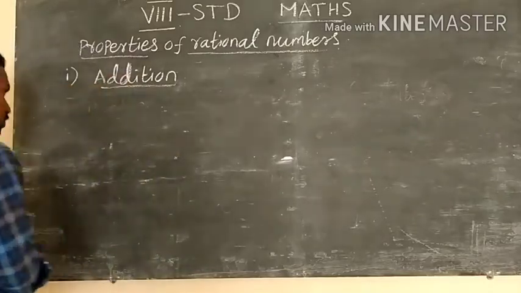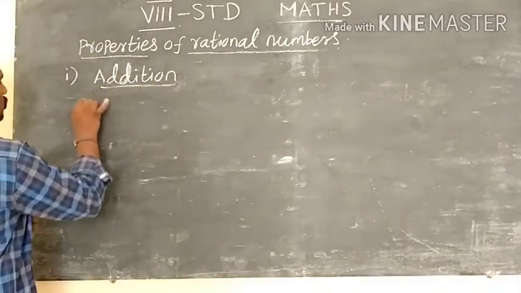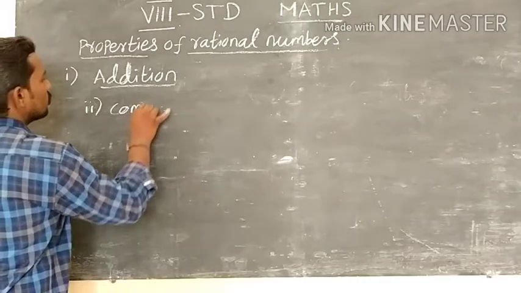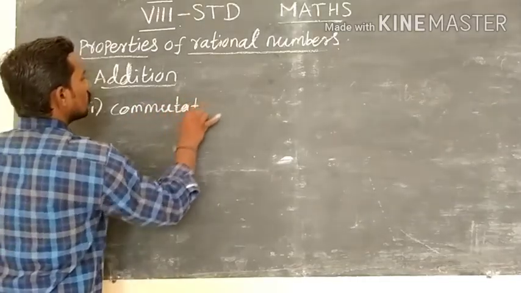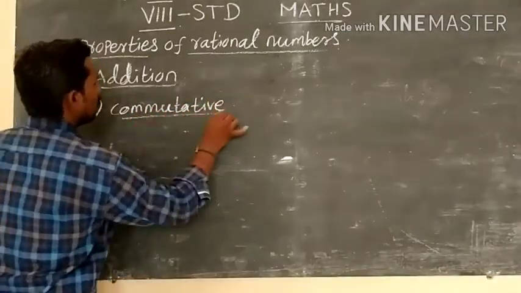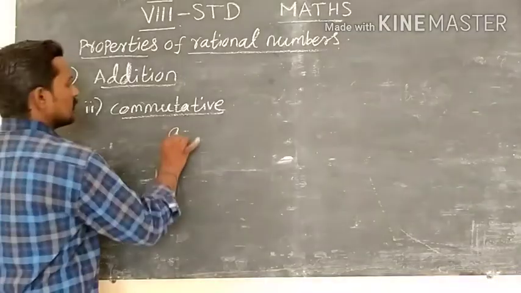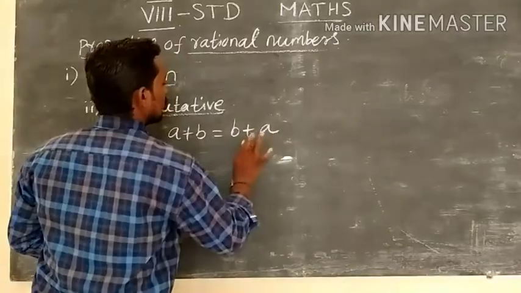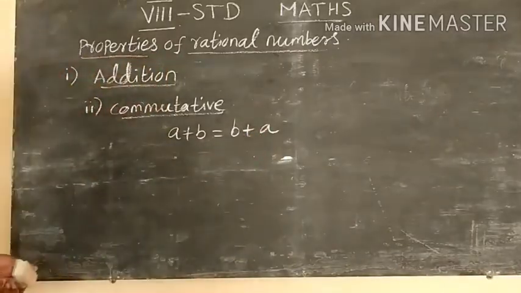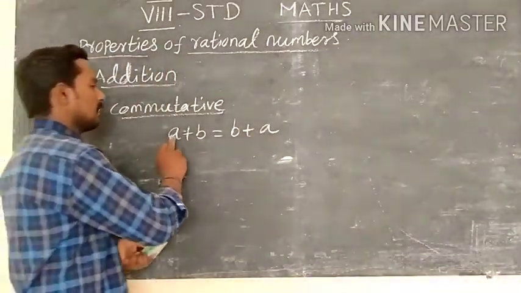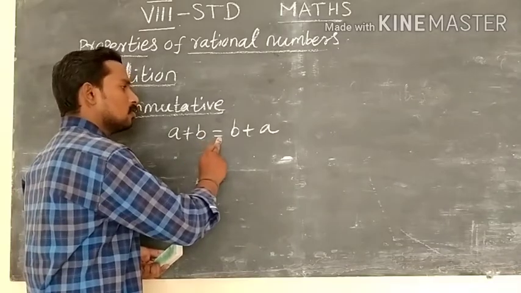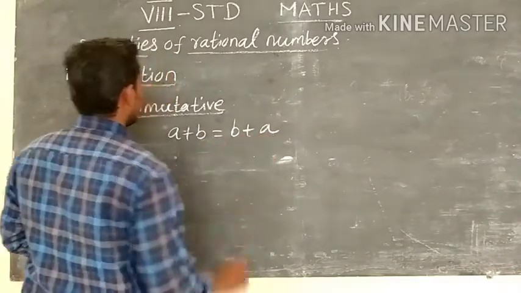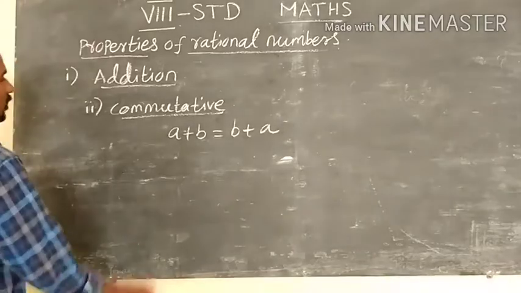Next, what is the name of the property? Commutative. Commutative property: a plus b is equal to b plus a. This is the commutative property. You add a plus b equal to b plus a. This is the result of the commutative property.